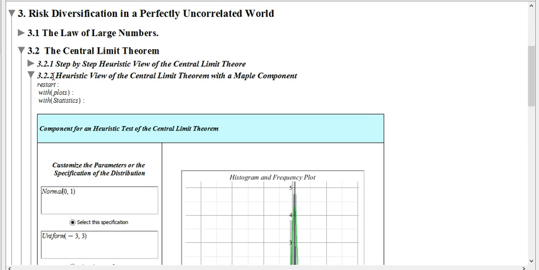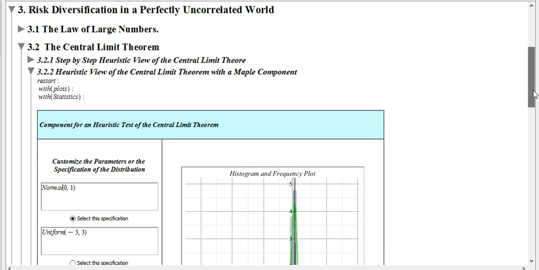So, in principle, we will not only have lower volatility in diversified portfolios that have independent underlying securities, but also we will know about its distribution. The distribution of the returns of that portfolio will be normal. Let's look at this interface.